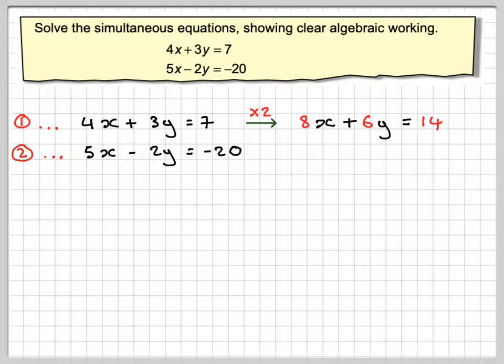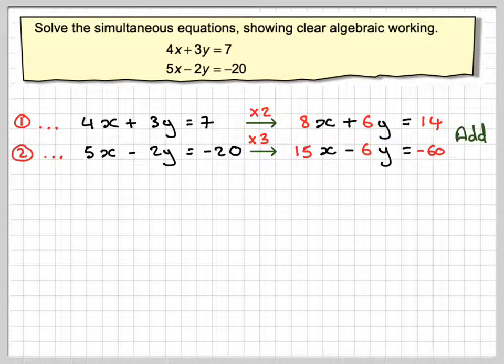The bottom one here we're going to multiply by 3. So 3 times 5 is 15x. 3 times minus 2 is minus 6y. 3 times minus 20 is equal to minus 60.